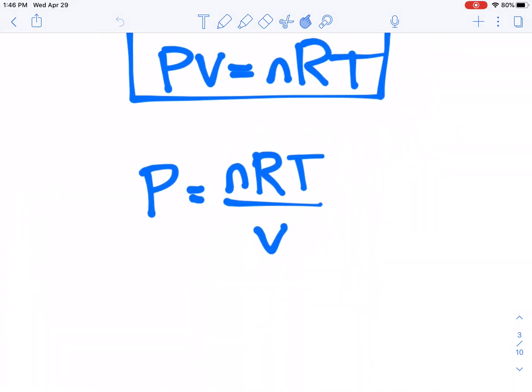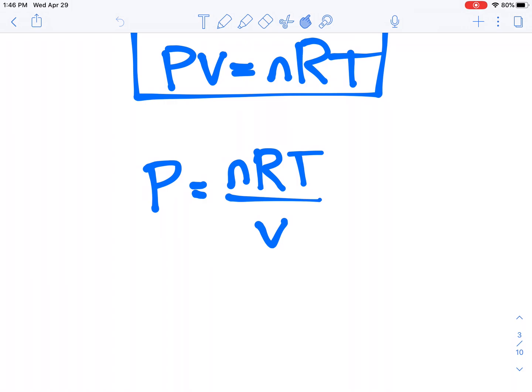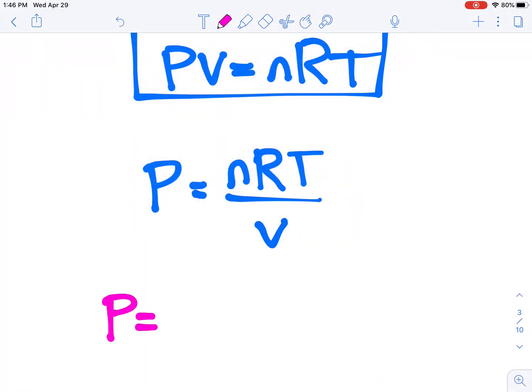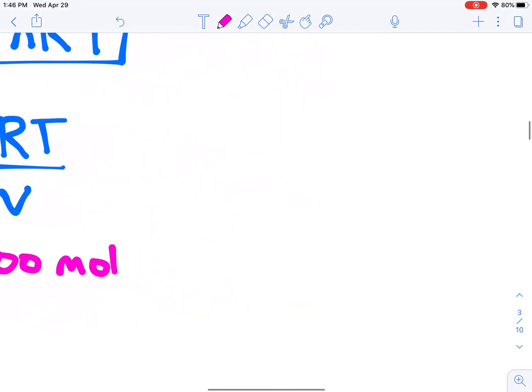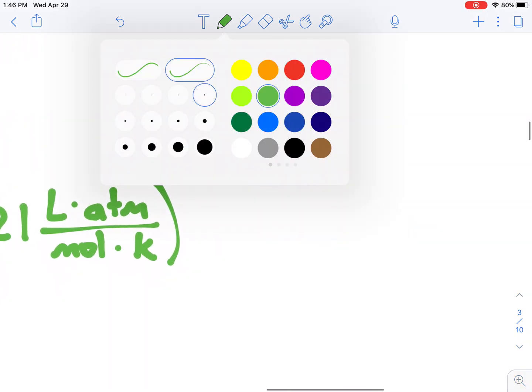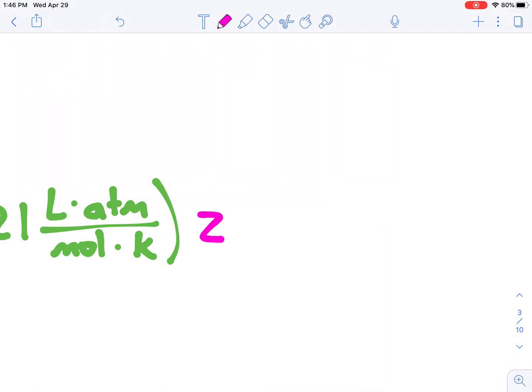It's also worth points to show plugging in to this equation. So we said that we're solving for P, and that is equal to n, which we said was 0.500 moles, keep your units, times R. R is a constant. R is 0.0821 liters times atmospheres over moles times Kelvin, times temperature. The temperature that was given in the problem is 298 Kelvin.